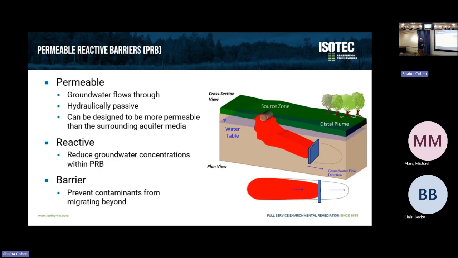Because if the PRB or the reagents that you're adding reduce the permeability, now your contaminated groundwater is going to flow over, around, under, or just not entirely through to the extent that we want. So there's the permeable component. It's reactive. There is some process going on that is reacting with the contaminants, and we'll talk about what those different reaction processes are. And it's a barrier. We're looking to create that line where contaminants are prevented from migrating beyond that point. So that's your permeable reactive barrier.